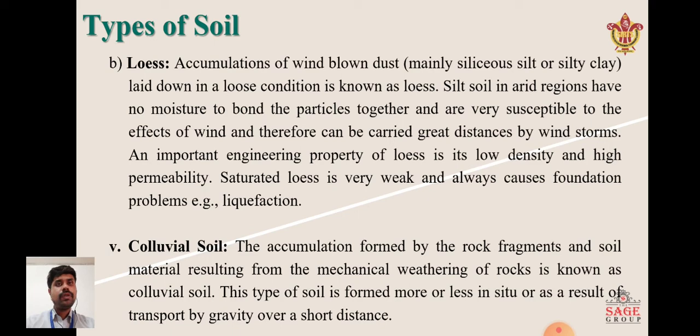The second type of aeolian soil is loess. Accumulation of wind-blown dust, mainly siliceous silt or silty clay, laid down in a loose condition is known as loess. Silt soil in arid regions has no moisture to bond the particles together and is very susceptible to the effect of wind and therefore can be carried great distances by wind storms. An important engineering property of loess is its low density and high permeability. Saturated loess is very weak and always causes foundation problems, for example, liquefaction.